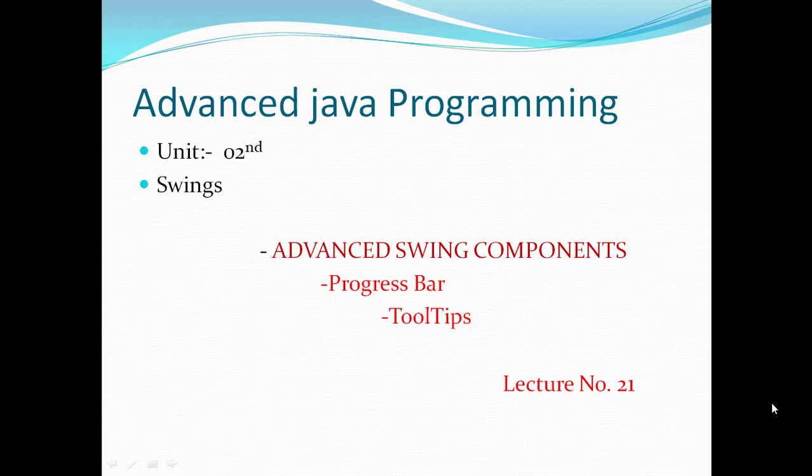And a tooltip is a small message window which is displayed when our mouse is over the control. These two controls we are going to study in this lecture. First, the progress bar.